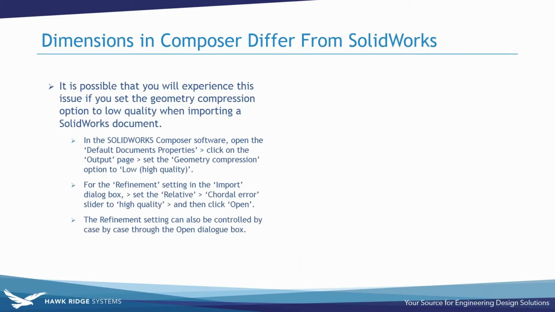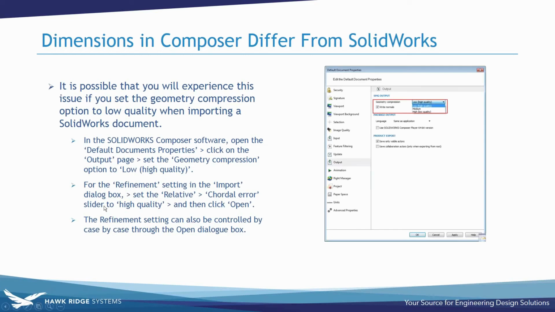On to our next slide here. In cases when Composer users are creating documentation related to precise measurements, such as in the medical device industry, the measured dimension may not match what was originally used in the SOLIDWORKS file. This behavior is due to the Composer import refinement and geometry compression when saving the Composer document as an SMG file. While any conversion will bring a level of uncertainty to a file, we can reduce the amount of variance by increasing the options shown.